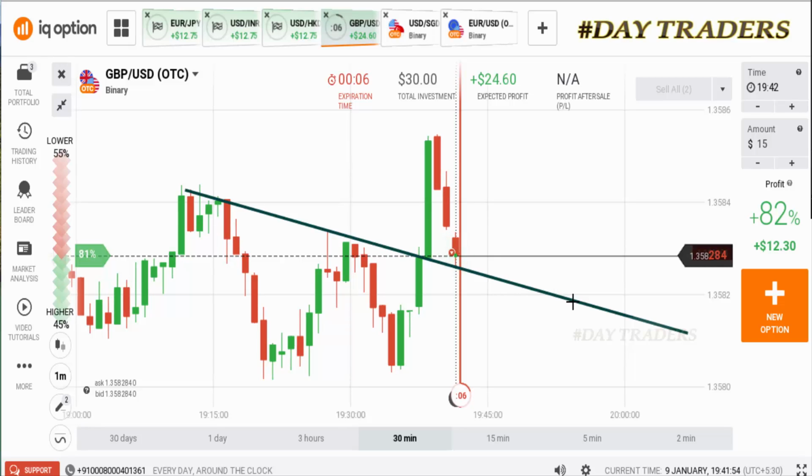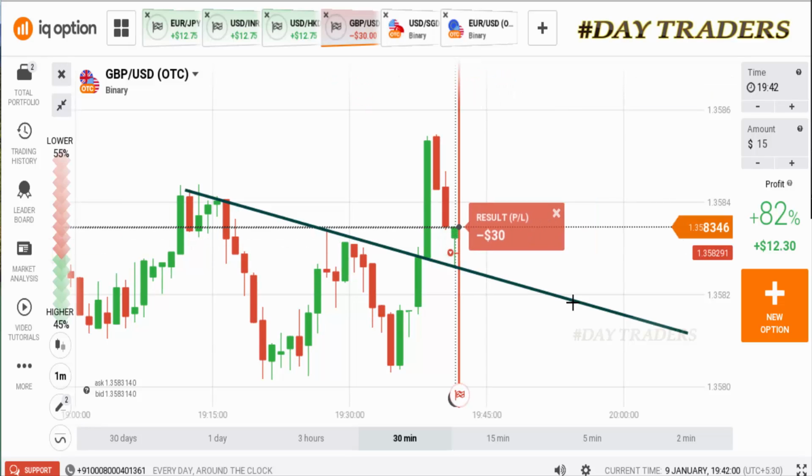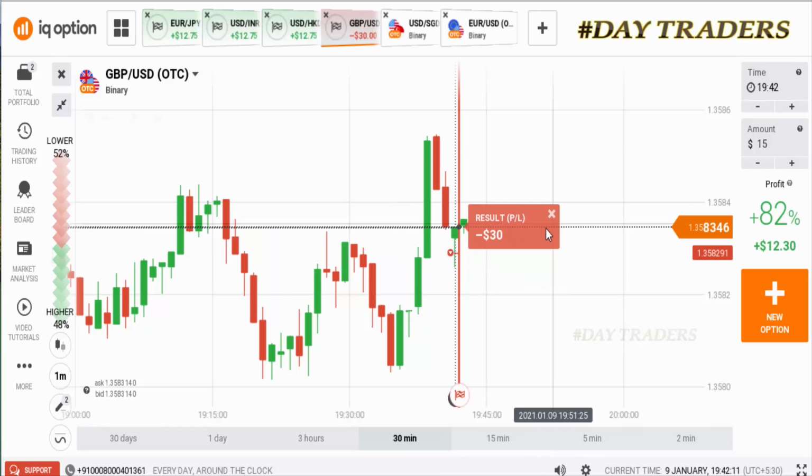Okay, it's going down. Okay, it makes a rejection. Okay, you can see again the candle covers the gap. So this is 100% unexpected.